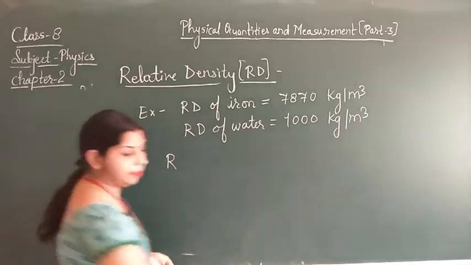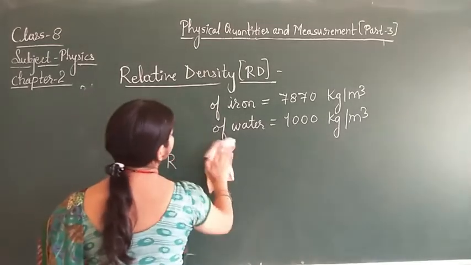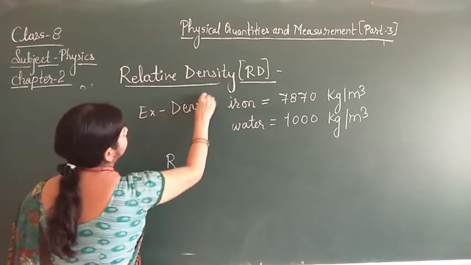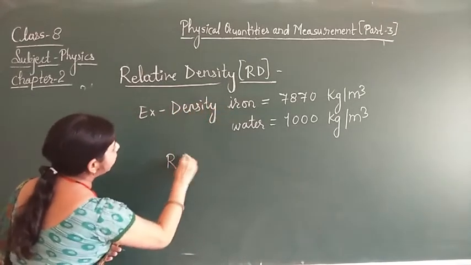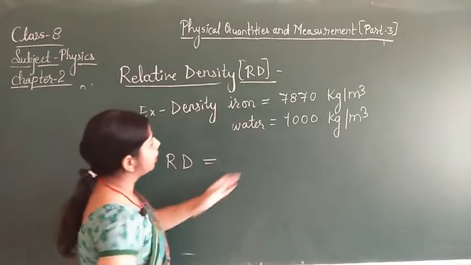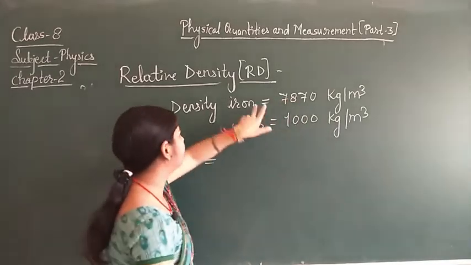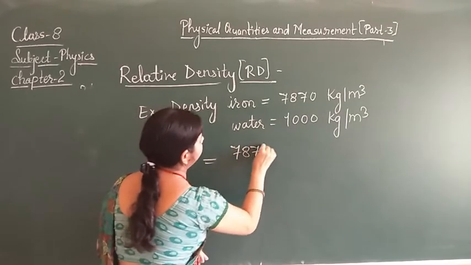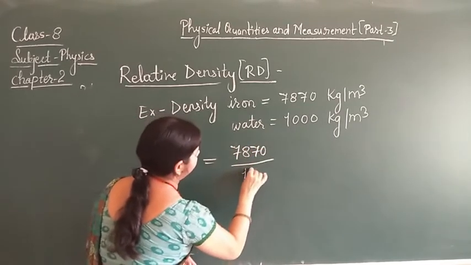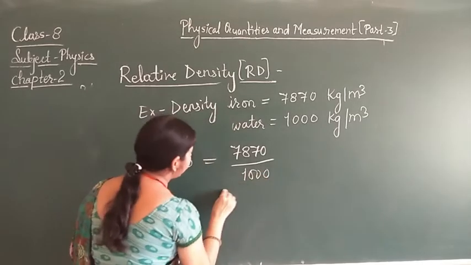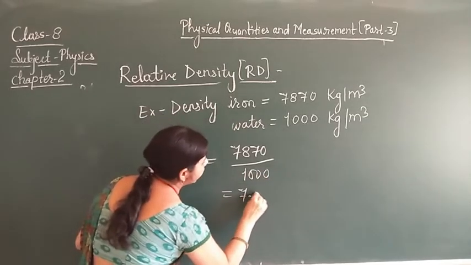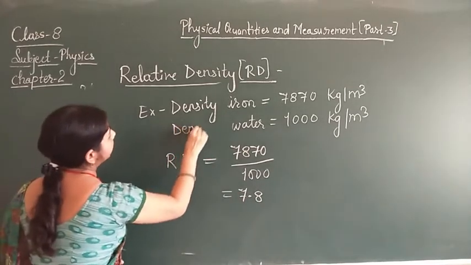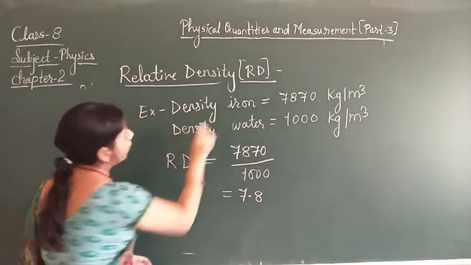This is density. So to find the relative density, divide the density of iron by the density of water, and we get 7.8. There is no unit for relative density.